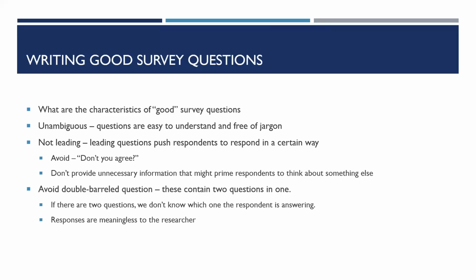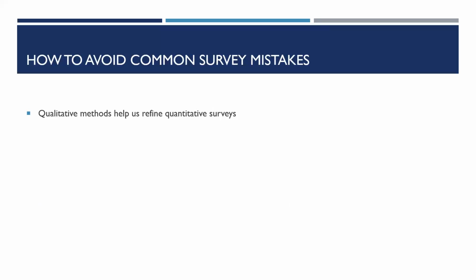And then the other thing we want to avoid is double-barreled questions. This is kind of related to the clarity, the unambiguous piece. A survey question should really just include one question. It should be measuring whatever it is you're trying to create an operational definition for. So if you've got two questions in one, you ask people's level of agreement, you have no idea which of these two things the respondent is actually responding to. So the responses are effectively meaningless to the researcher.